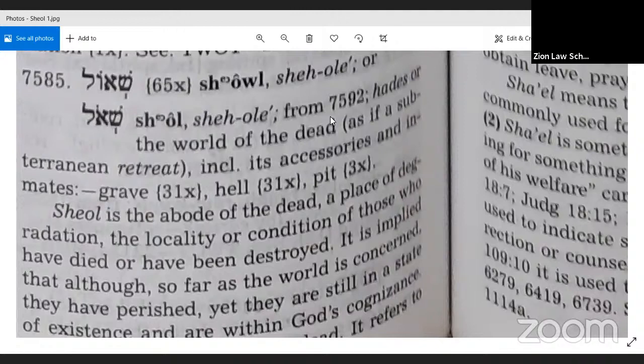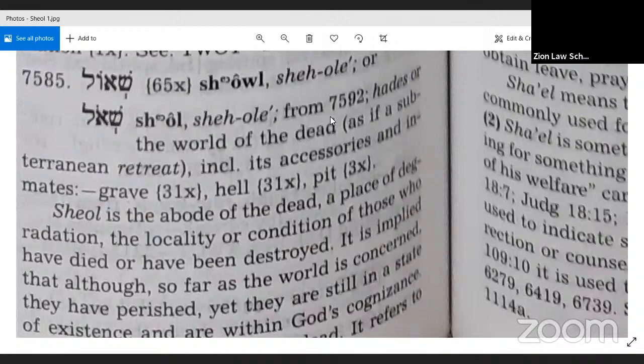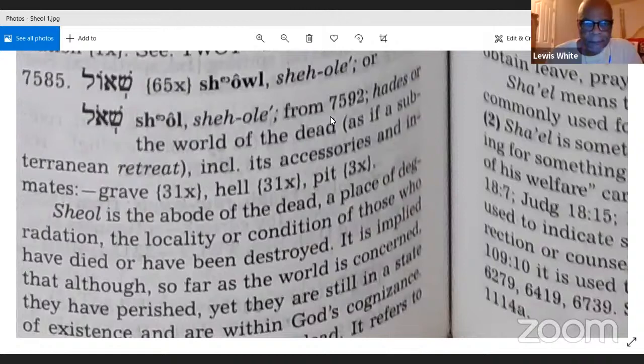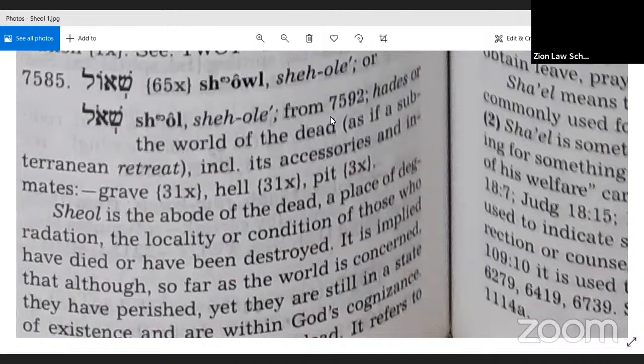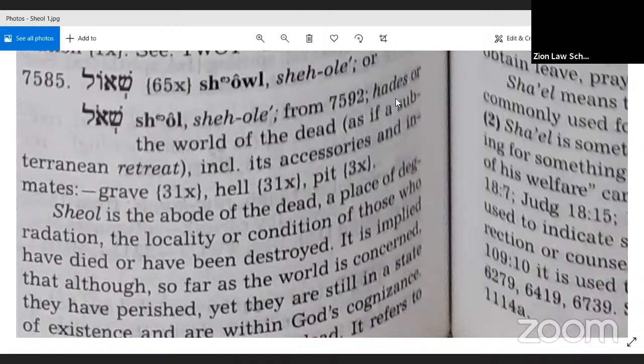People are afraid of hell and burning. In fact, we did do 7592, excuse me. So this has a lot of people in fear. And it really controls their thought and behavior, right? Really limits them. So from Strong's number 7592, now here's the meaning. Hades, this is the Greek word that they use for hell. Hades, or the world of the dead, as if a subterranean retreat. So in other words, as if it's someplace underground, right? Right.